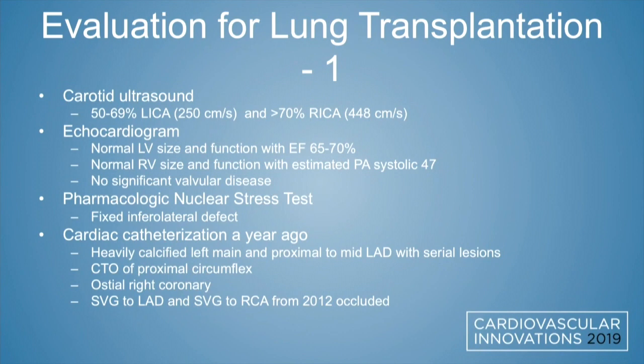She actually came to us for severe dyspnea, with a history of a lot of dyspnea over the last several years. Her echo shows normal LV size and ejection fraction, mild pulmonary hypertension. A nuclear stress test confirmed the fixed inferolateral defect, and she underwent catheterization a year ago at an outside institution, which we can show right now. Both of the veins are occluded.